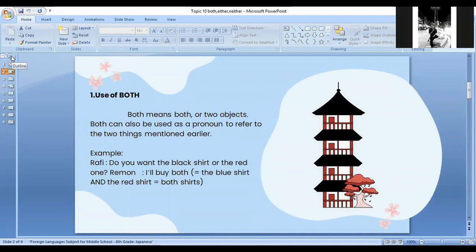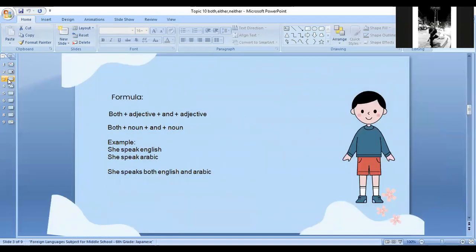Example: Rafi, do you want the black shirt or the red one? Raymond: I will buy both the blue shirt and the red shirt. Formula: both plus adjective and adjective; both plus noun and noun. Example: She speaks English. She speaks Arabic. He speaks both English and Arabic.